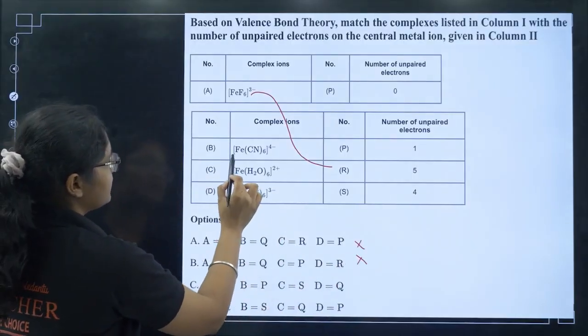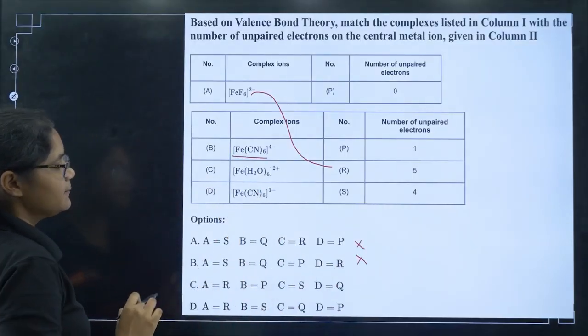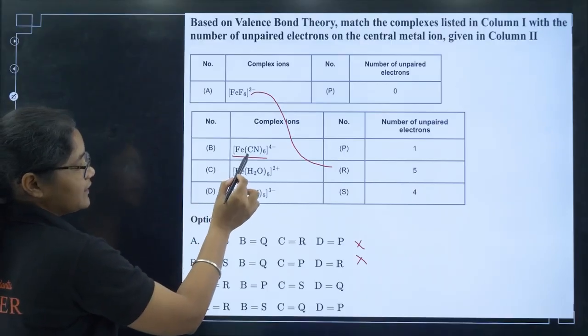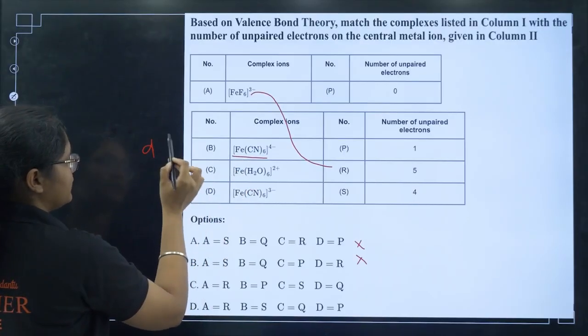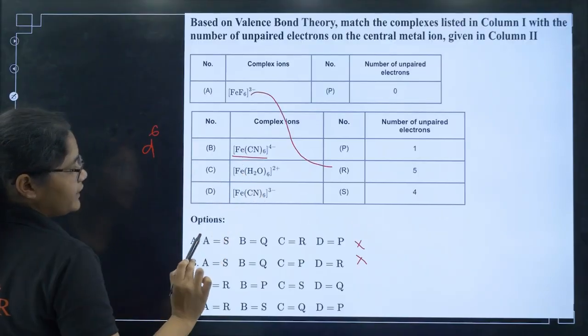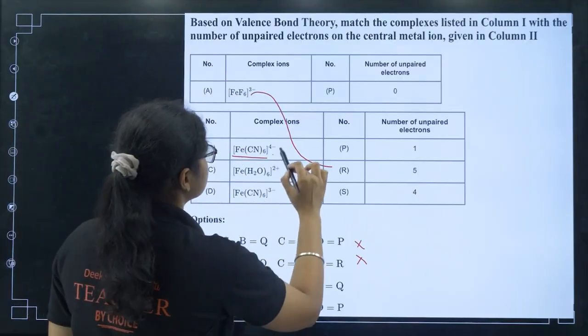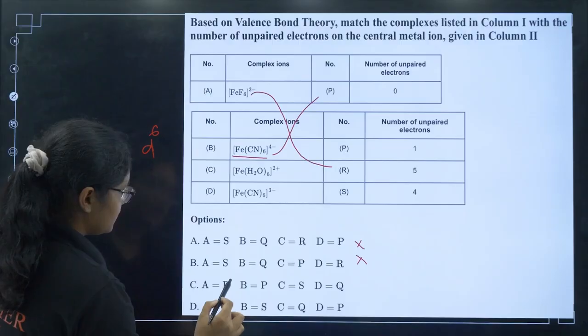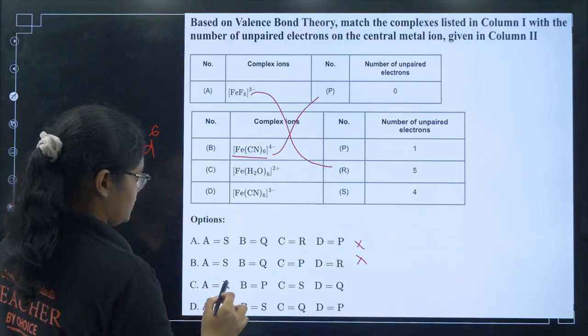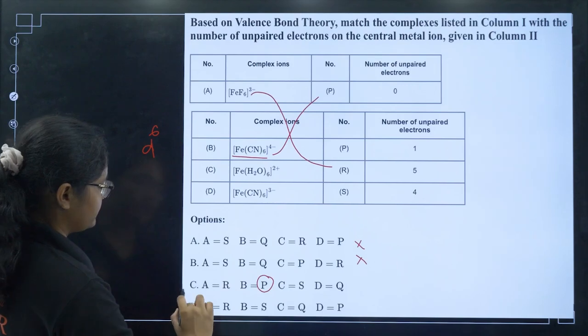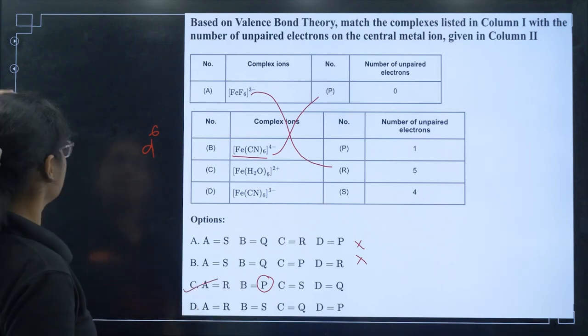Next, if I find B, Fe(CN)6 4 minus, right? So, Fe(CN)6 4 minus will have a d6 configuration with a strong field ligand. So, no unpaired electron. So, B has to be P. Yeah, B has to be P, right? So, option number C here.